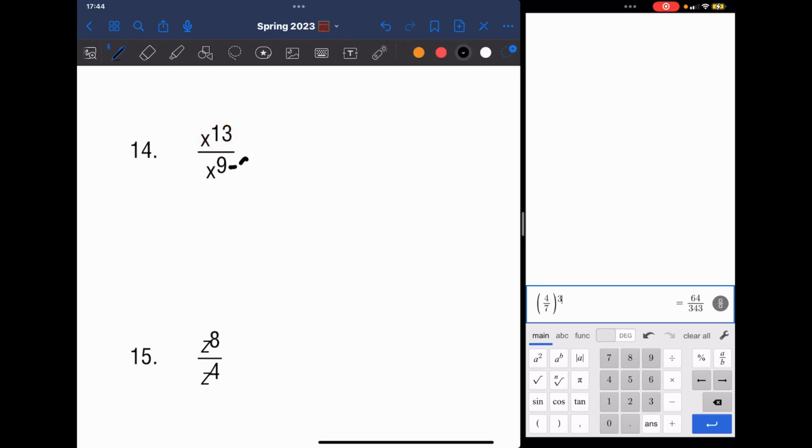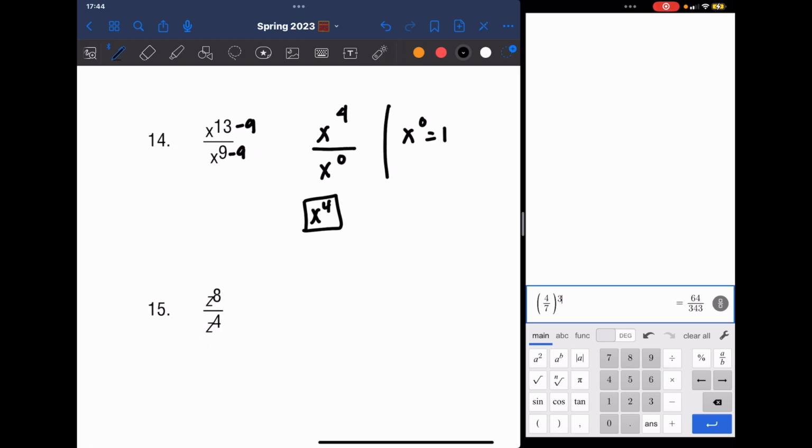So you're going to say -9 minus -9. So I get x to the 4th over x to the 0. Well, x to the 0 equals 1. Anything to the 0 power is 1, so my answer is just x to the 4th.